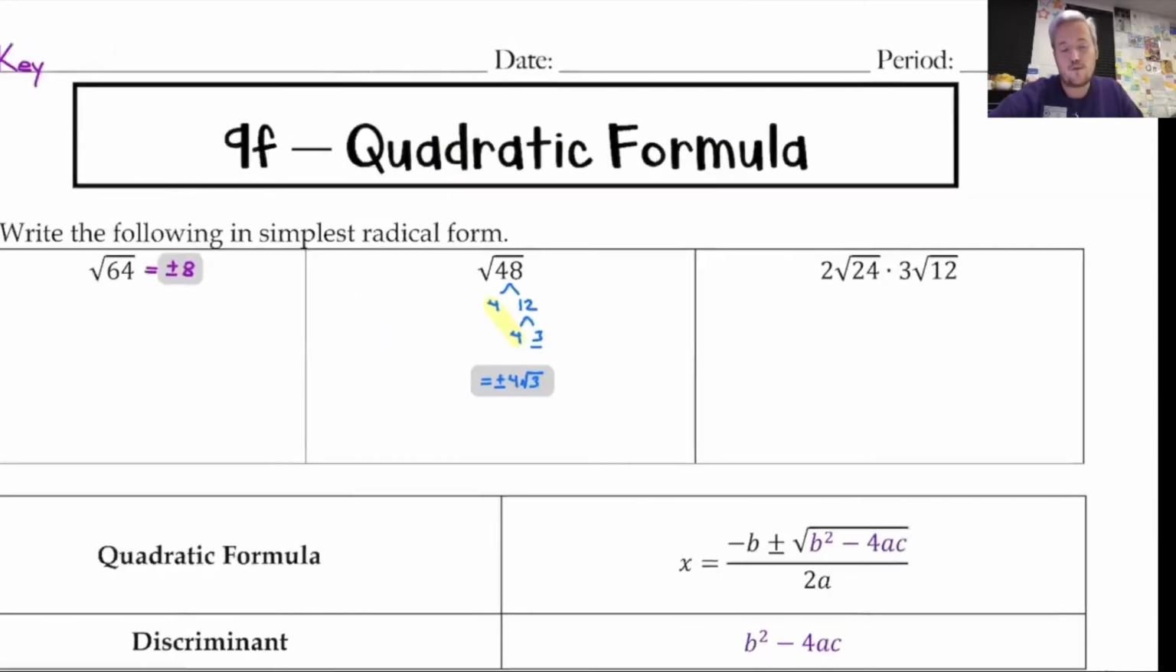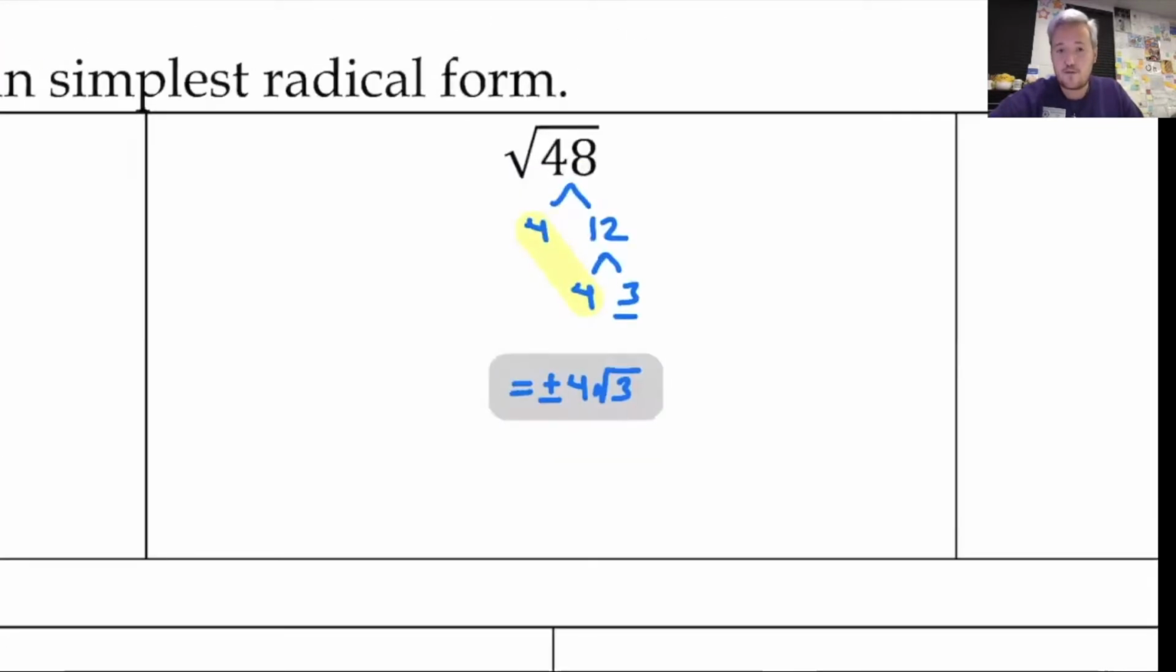So just remember, you don't have to use the same factors that I'm using. If you want to do 2 and 24 and then break 24 into like 2 and 12 and then 2 and 6 and then 2 and 3 and so on and so on, you can. You'll get the same exact thing, or you should.